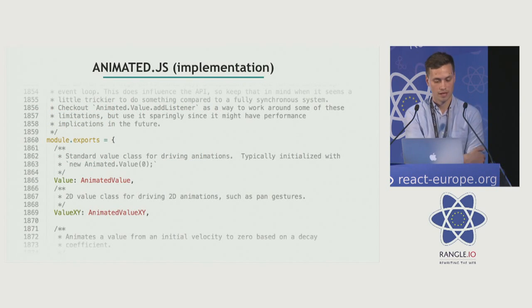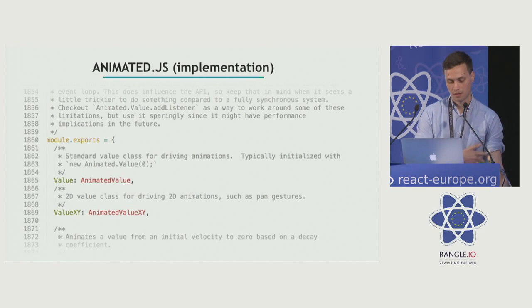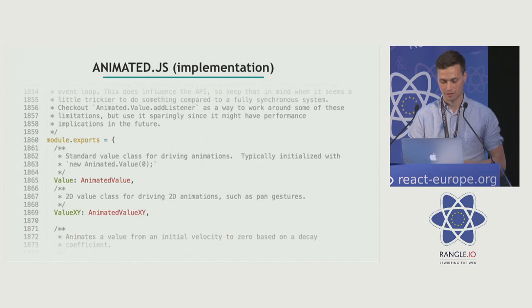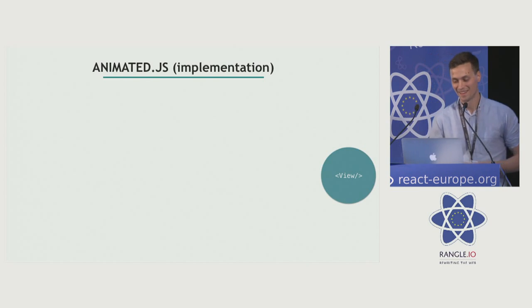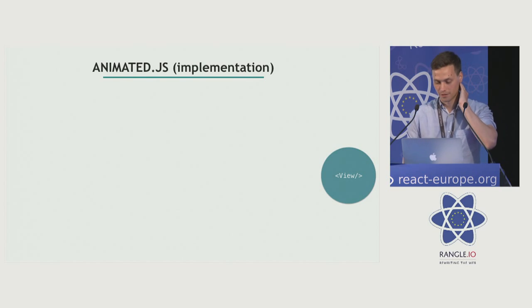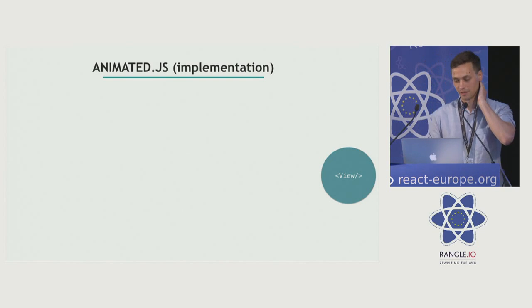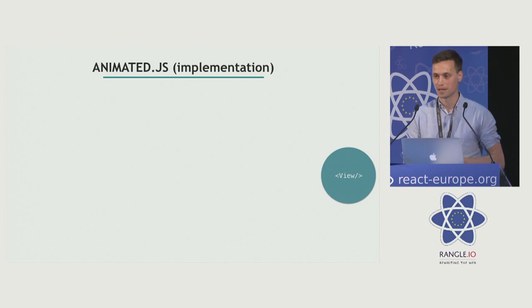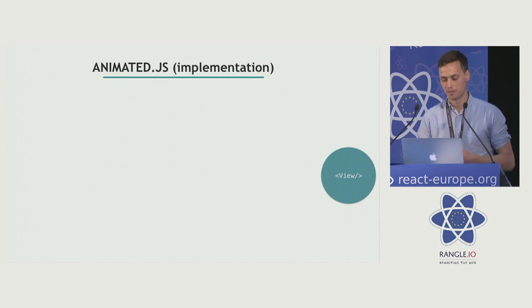Right, so let's dive a little bit into the implementation. It has 1,900 lines of code. So let's get started. All right, I actually prepared a couple of slides to make it easier. As I mentioned earlier, the basic building block is animated value. It maps to a node in a graph. So we are going to be creating a graph here, and the nodes are going to be animated values.